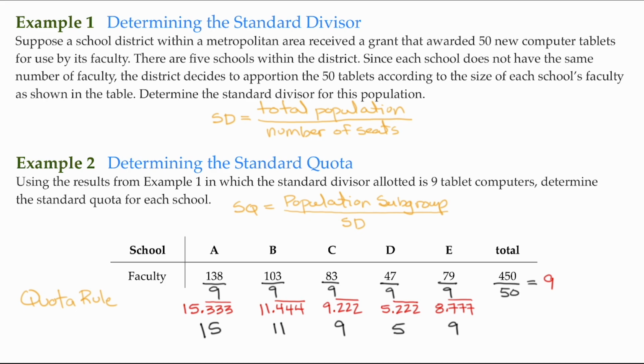However, another dilemma occurs. When we go ahead and add the rounded figures, 15 plus 11 plus 9 plus 5 plus 9, they don't add up to 50. They add up to 49. So that's 49 tablets, so we have one tablet left over. So keep that in mind as we advance to the next examples.